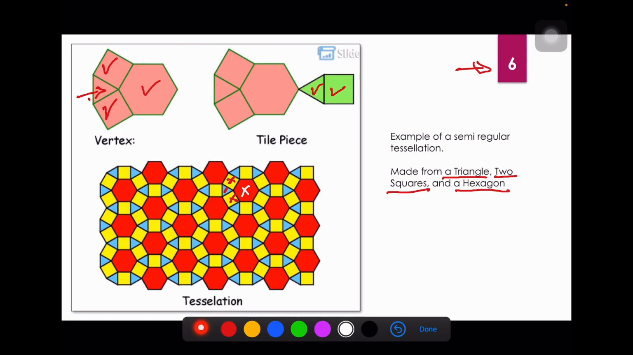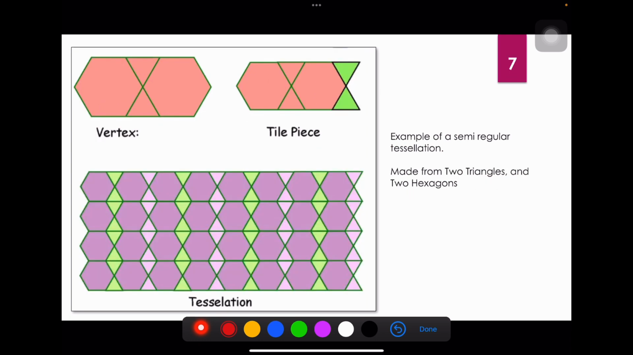And then you have this triangle and another one, a square. So when you put them all together, you will have this kind of tessellation pattern. Number 7 is made up of 2 triangles and 2 hexagons.